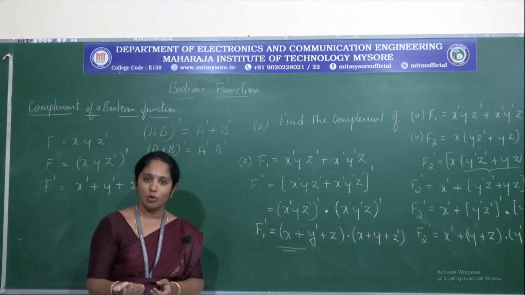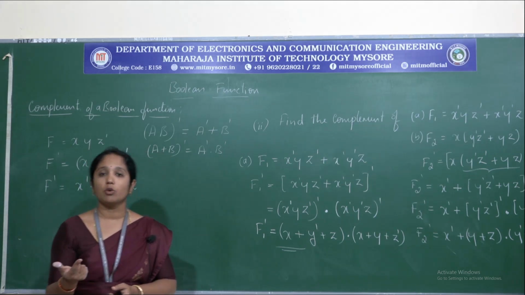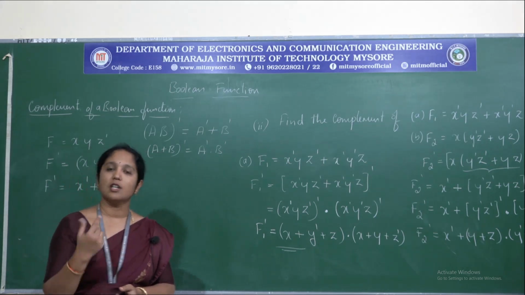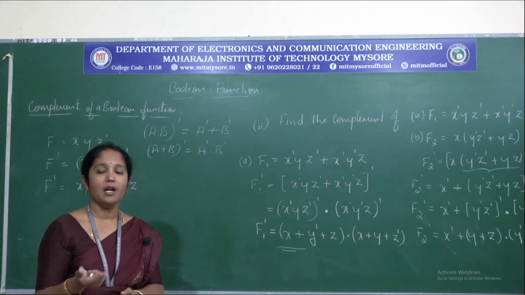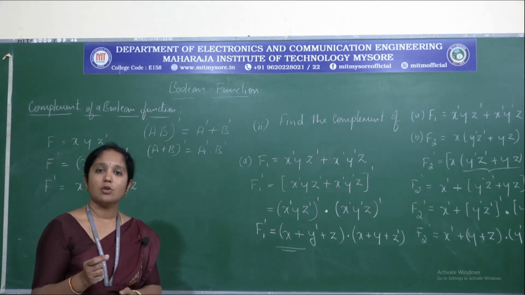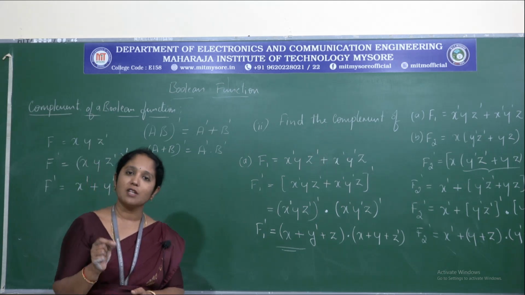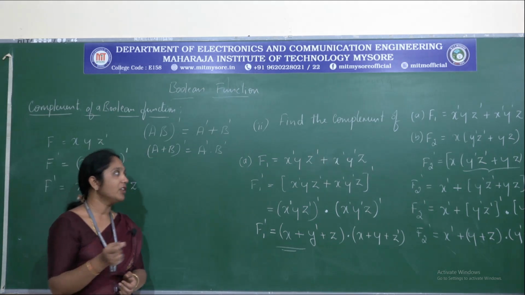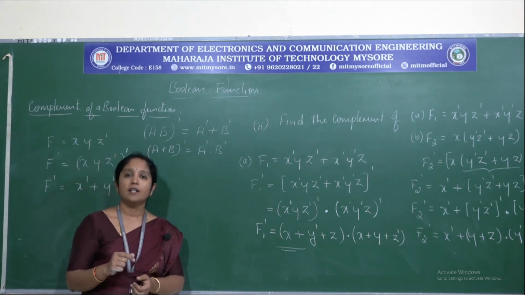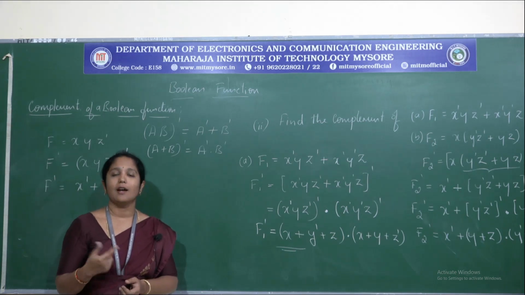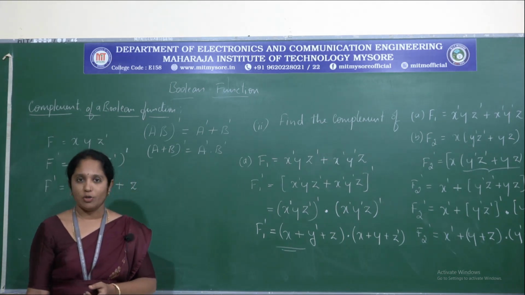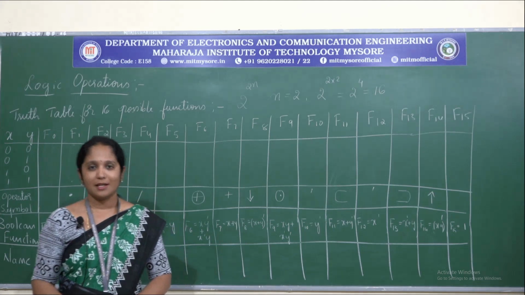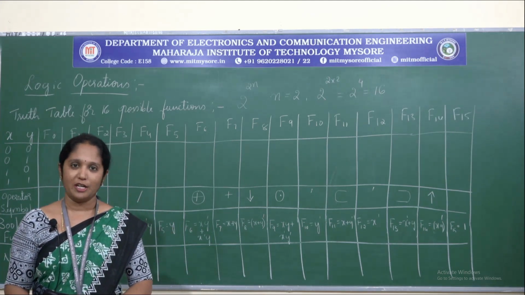We have discussed what a Boolean function is, then how to represent a Boolean function in a truth table, then how to implement a Boolean function using basic gates. After that, we discussed the simplification and then the complement of a Boolean function. In today's class, let us learn about logic operations.